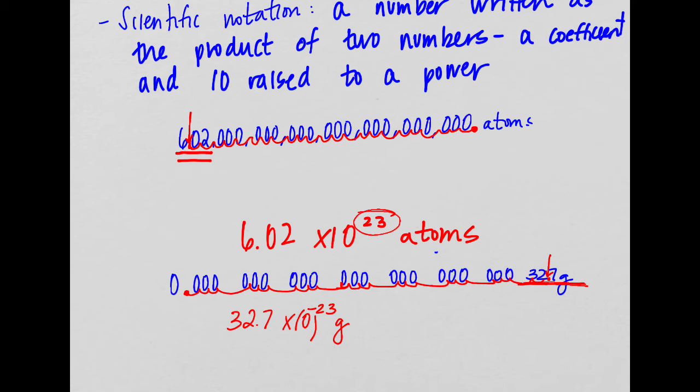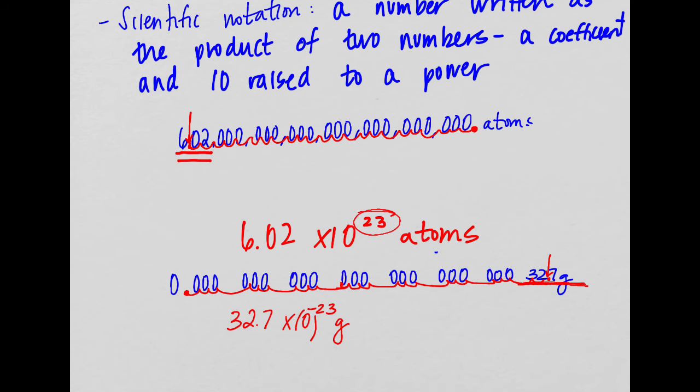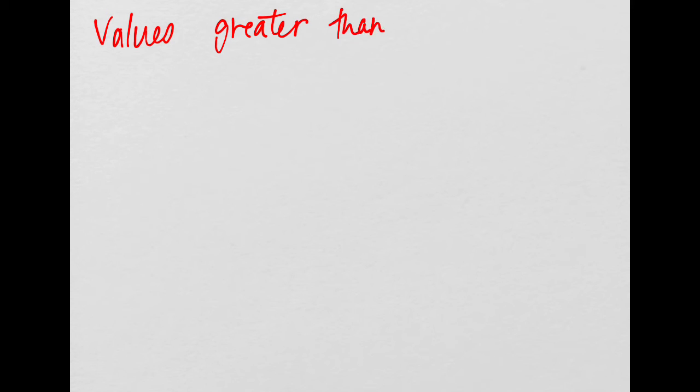All right? So let's look at a couple more examples. You'll notice with these two examples, we have a positive value and we have a negative value. So let's talk about that really quick. When we have values that are greater than 1, we are going to have our coefficient times 10 to a positive exponent.